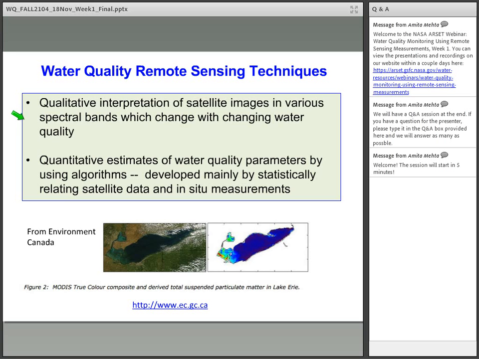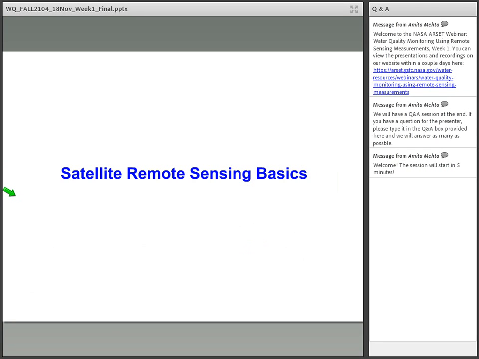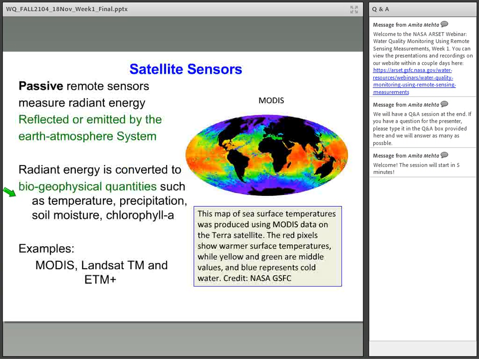And so basically either images can be used, or sophisticated, more complex algorithms can be developed with multiple spectral bands and in situ measurements used in the algorithm. Okay, so with that in mind, there are certain basic features that one needs to know before using the satellite data. And that starts with sensors, the satellite sensors themselves.